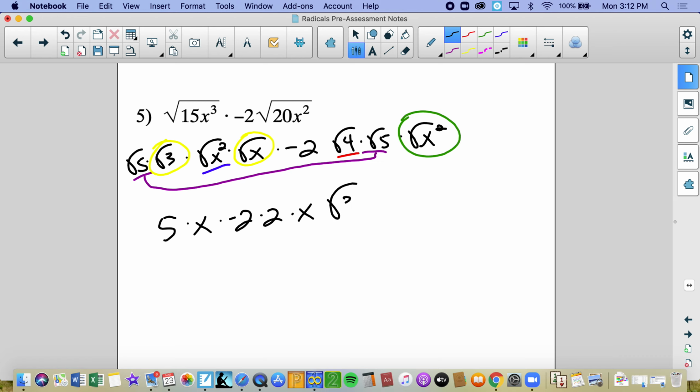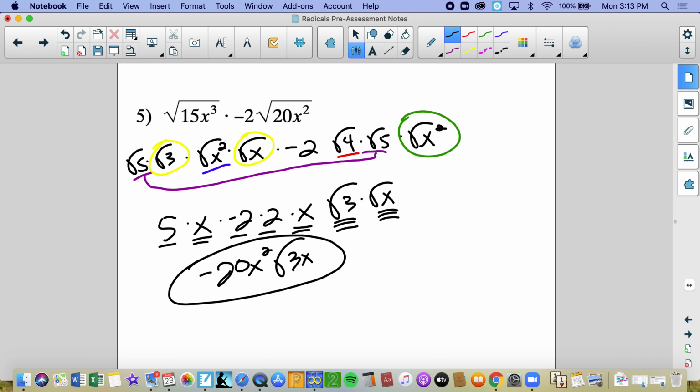The yellows are things that stay on the inside. So I have 5 times negative 2 times 2, which gives me negative 20. I have x and x, which gives me x squared. And then I have things still in the radical. So negative 20x squared rad 3x.